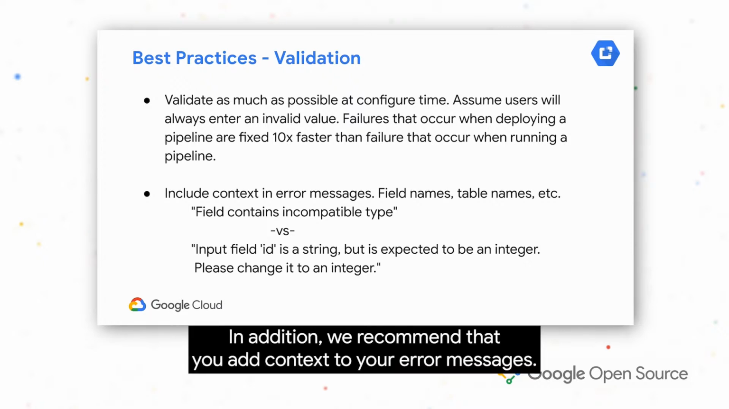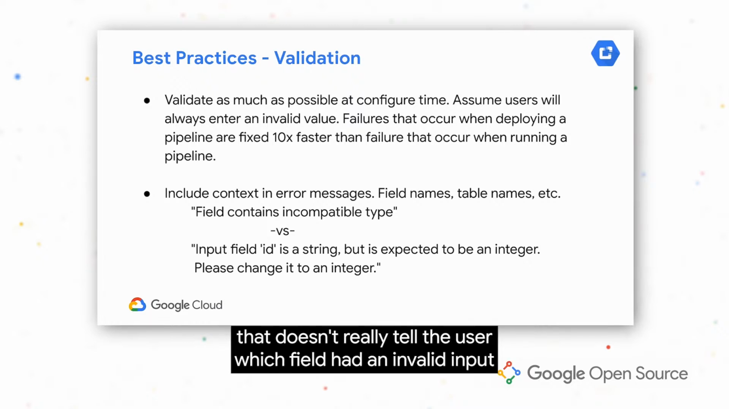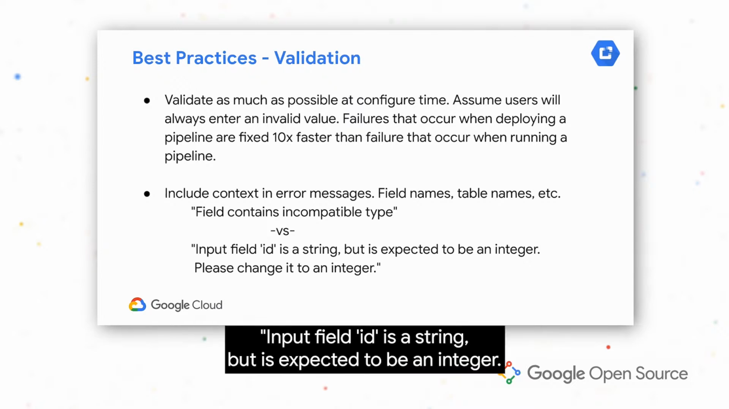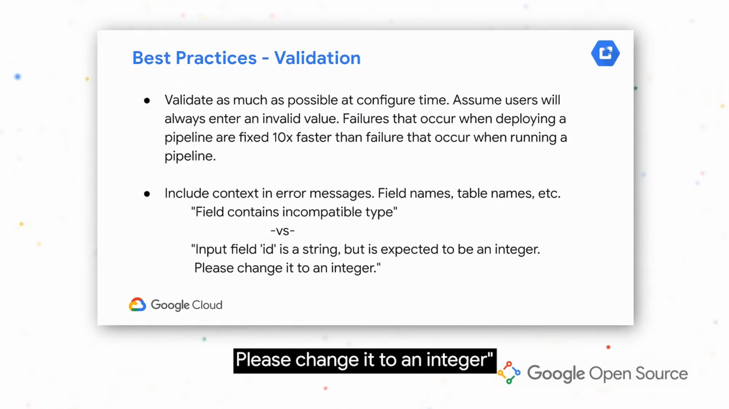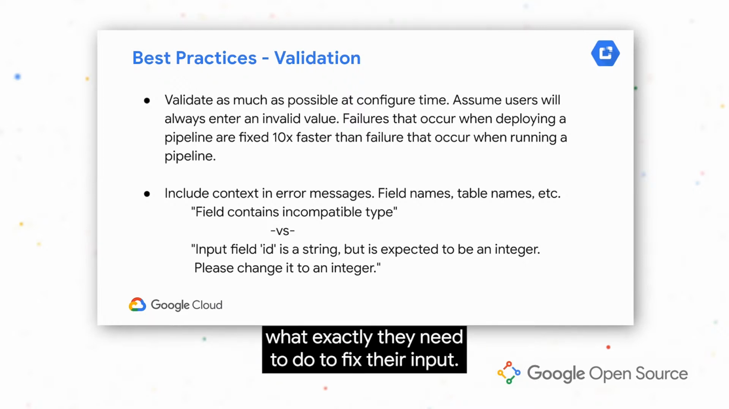In addition, we recommend that you add context to your error messages. So for example, if your error message just says field contains incompatible type, that doesn't really tell the user which field had invalid input or how to fix it. But on the other hand, if the error message says something like input field ID is a string but is expected to be an integer, please change it to integer, then that's an actionable error message that tells the user what exactly they need to do to fix their input.